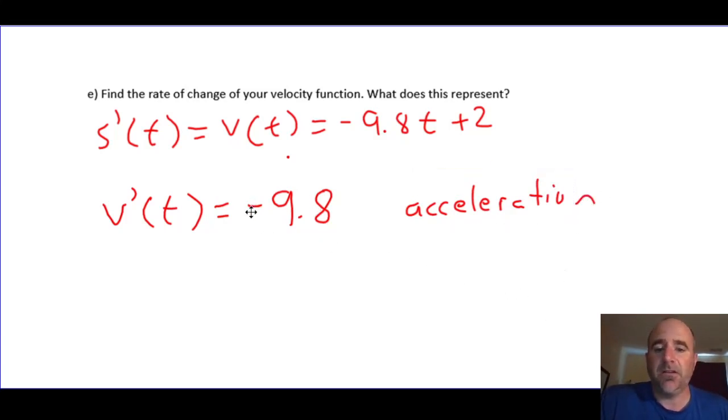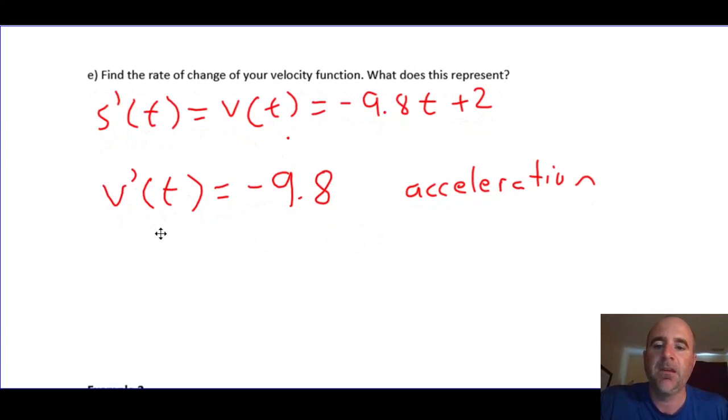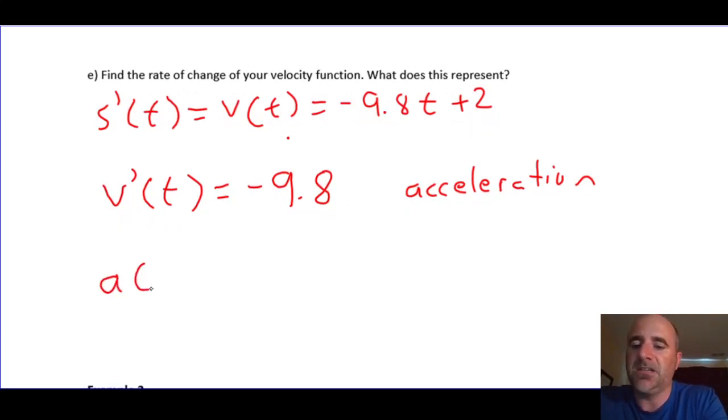and it's a constant value, and you might know that. The acceleration due to gravity is 9.8 meters per second squared. If you jump off the CN Tower, every second your speed will increase by 9.8 meters per second. That is v prime of t. We sometimes call that a of t.